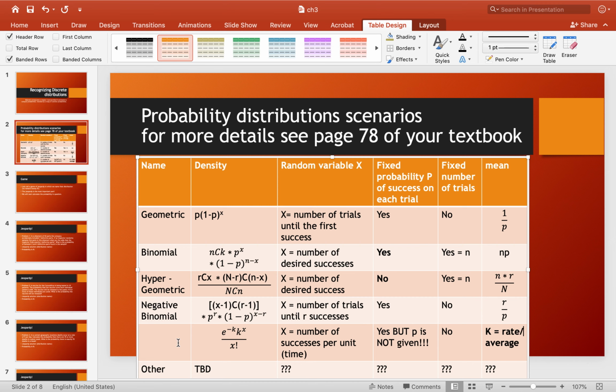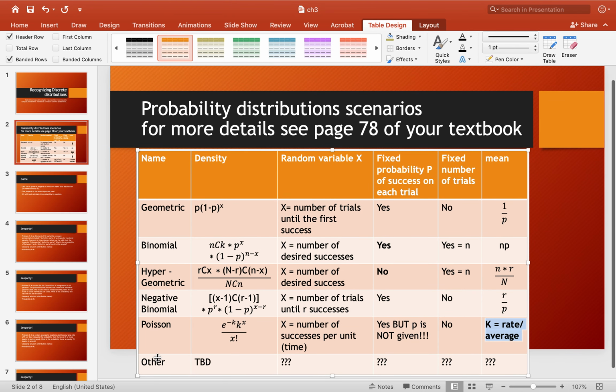And this one is called the Poisson distribution. And k is needed in the density function. So the rate or the average value is given, and that value has units of successes per unit time. So k is very important to identify. Now, this last line we're not going to cover today, but I just want you to know that there are other distributions out there that are discrete.